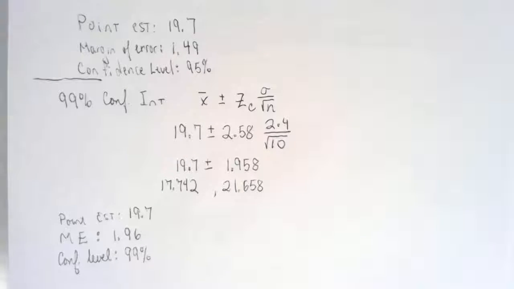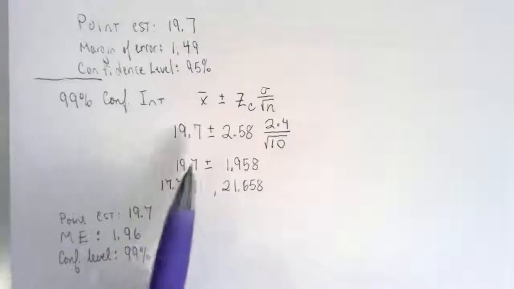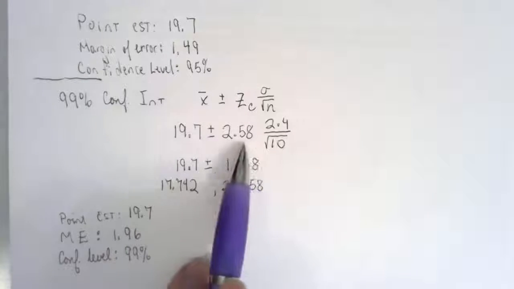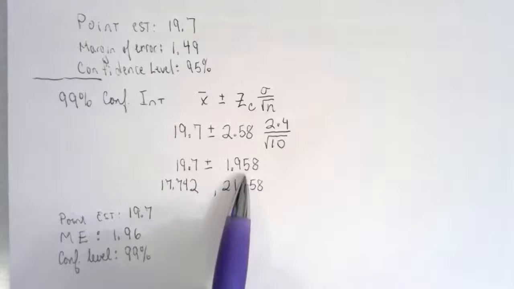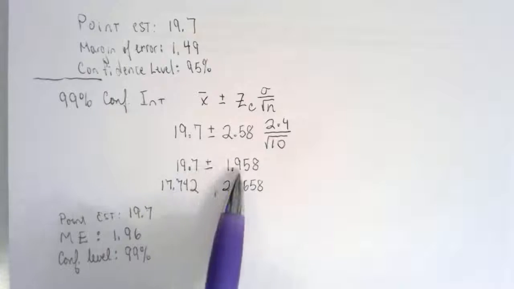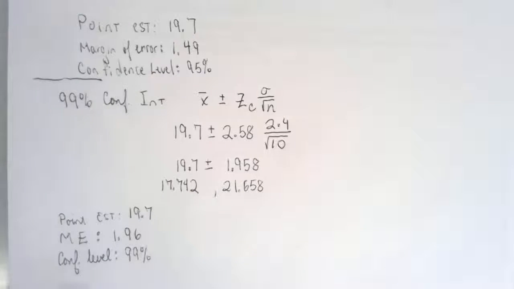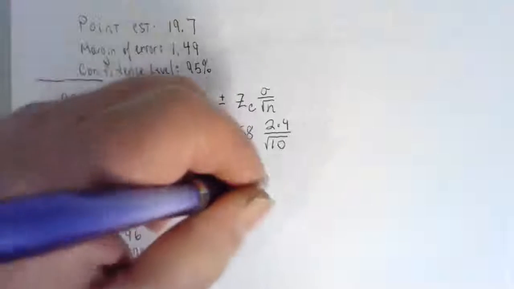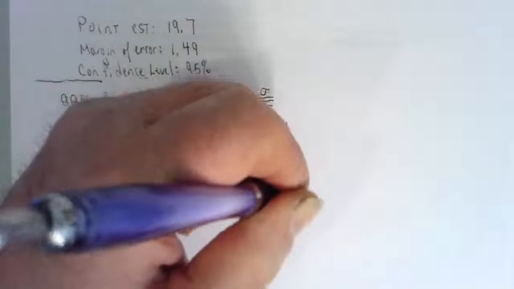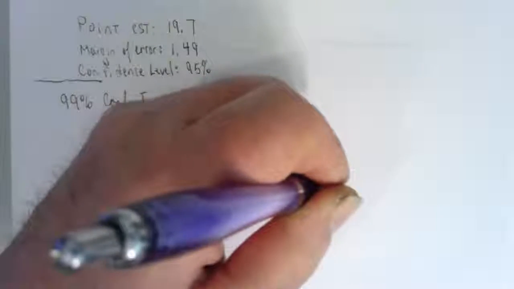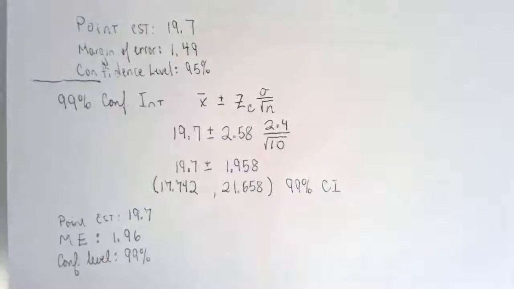Now I've typed these values into my calculator, and I find out that this margin of error is equal to 1.958, and then I can both add and subtract the margin of error from the point estimate to get this interval. So this is the 99% confidence interval for the mean of the population.